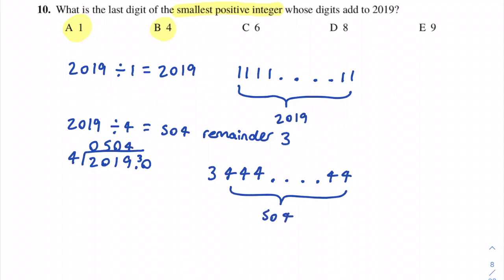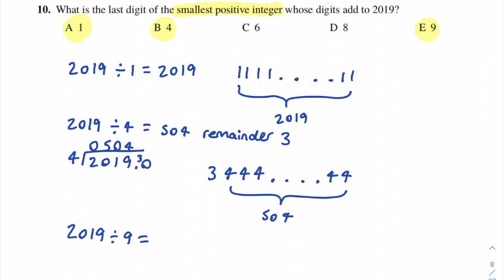Now, as you can see, when I did 2019 divided by 4, that gave me a much smaller number than when I did 2019 divided by 1. So what's going to happen is when I go through each of these last digits, my number is going to get smaller and smaller and smaller. So instead of checking C and D, if we just go straight to E, which is the largest possible answer we've been given, then we could just do 2019 divided by 9.